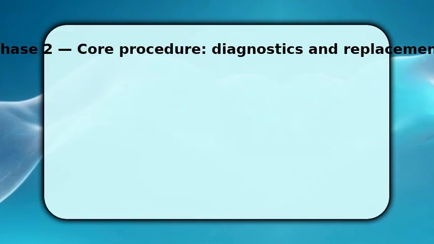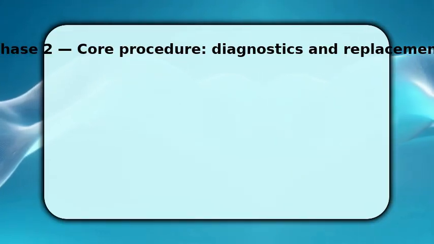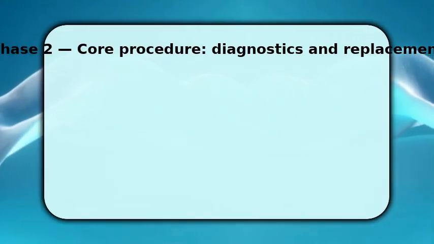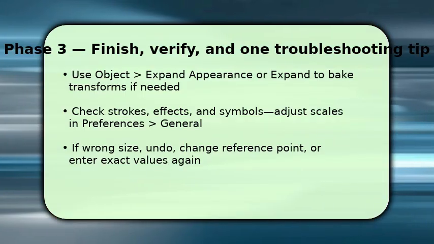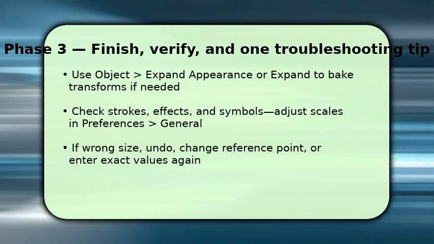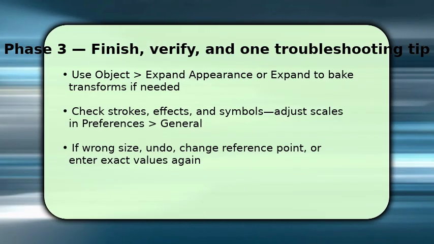Alternatively, use Object Transform Scale for percent-based. Now finalize and verify the result. You're almost done. After scaling, expand appearance or use Object Expand if the object has effects or live strokes so the new size is baked in. Inspect stroke weights and effects. If they didn't scale as expected, open Preferences General and toggle Scale Strokes and Effects, then reapply scaling if necessary.